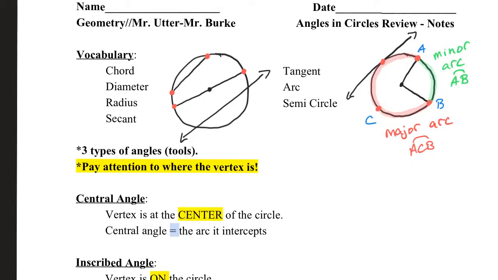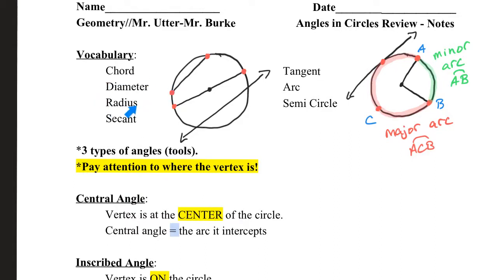Hello everyone, in this lesson we are going to revisit angles and circles for your review for your Unit 6 test. So let's just quickly go over your vocab because you should already have this in your notes. Over here on this left-hand circle we have a chord, and that's this guy right here. A chord is a line segment which has endpoints that are on the circle.